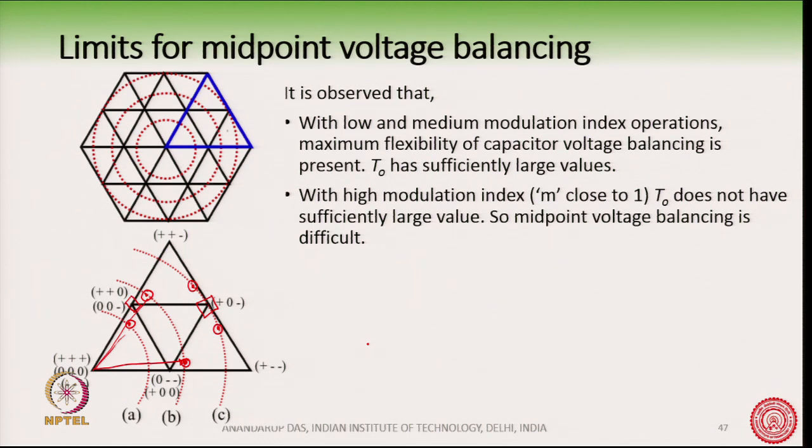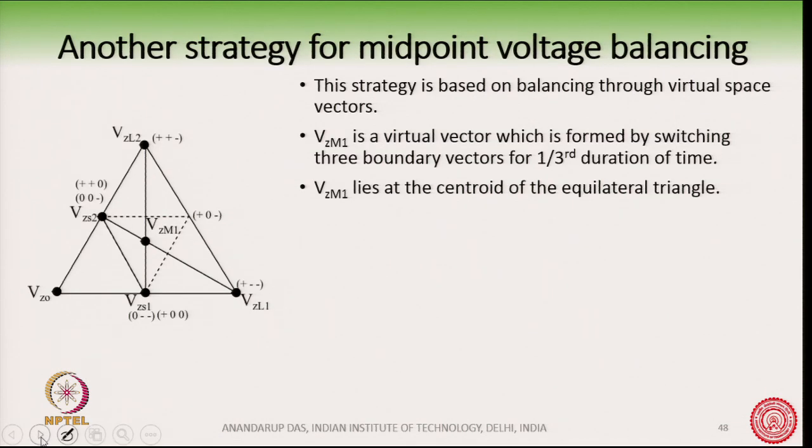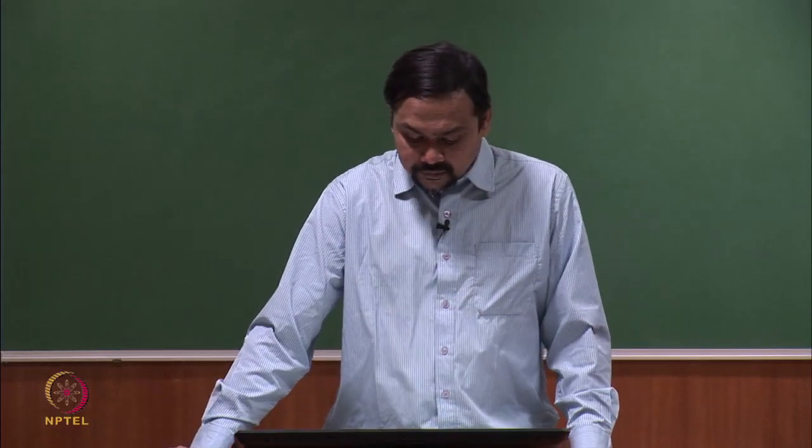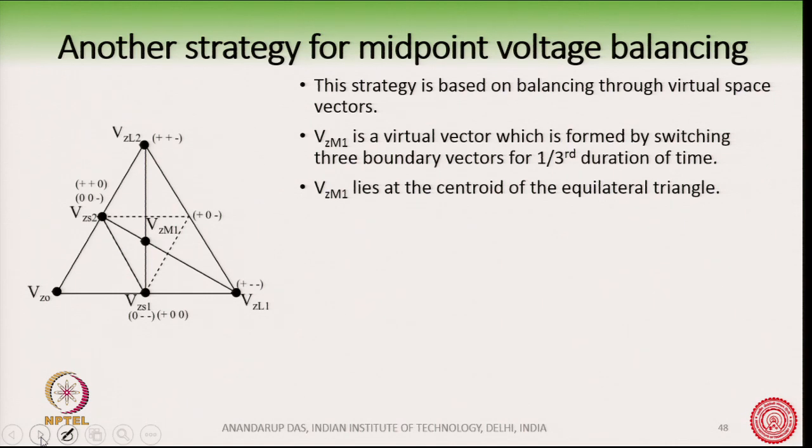So, when our reference vector is moving here, there is not sufficient magnitude of T 0, and so midpoint voltage balancing will be quite difficult. That is why people have gone for another strategy: midpoint voltage balancing using a virtual vector.